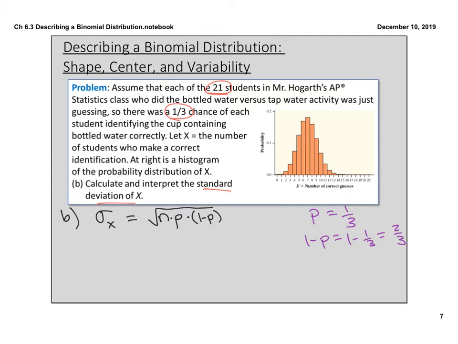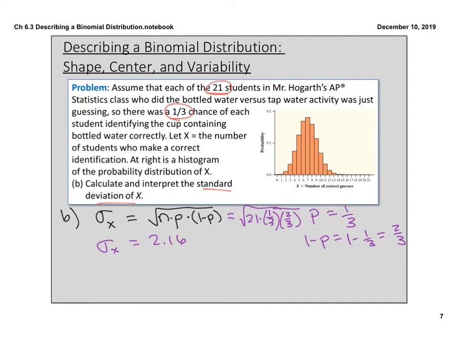So in this case, my formula would look like the square root of 21 times 1/3 times 2/3. I'm going to pause a second and plug that into my calculator. I always put my fractions in parentheses to make sure that my calculator knows that it's a fraction and it needs to stay together. So I have the square root of 21 times 1/3 times 2/3, and I end up with 2.16. So the standard deviation of X is equal to 2.16.